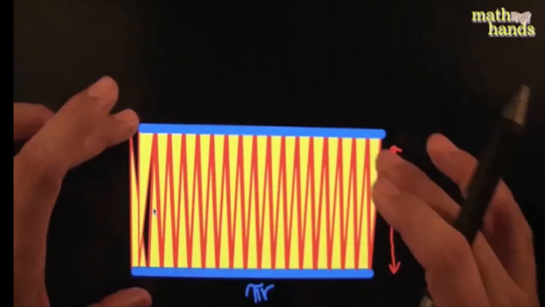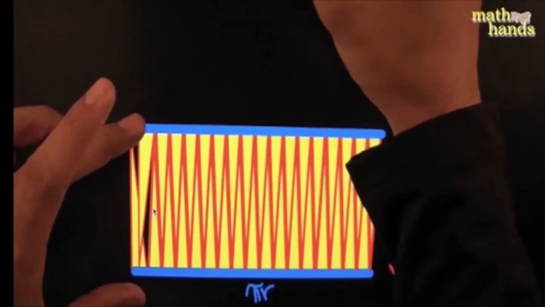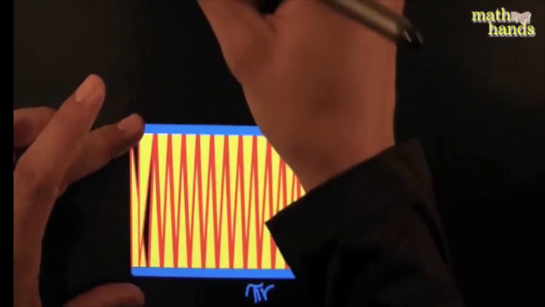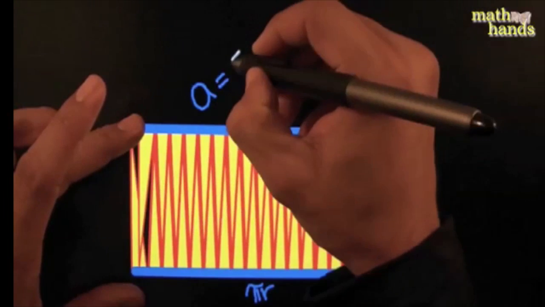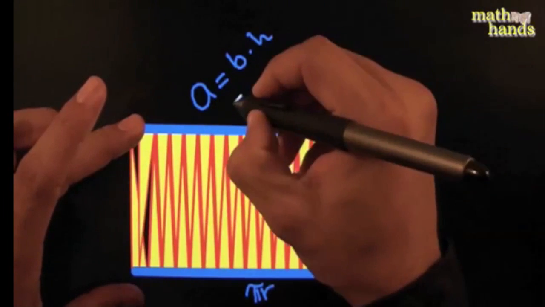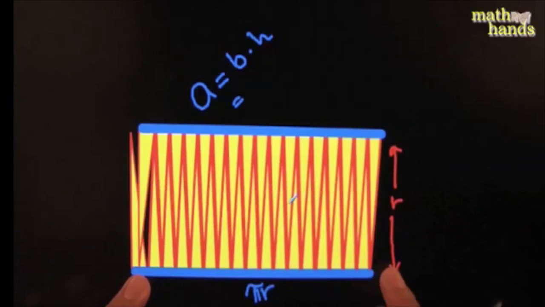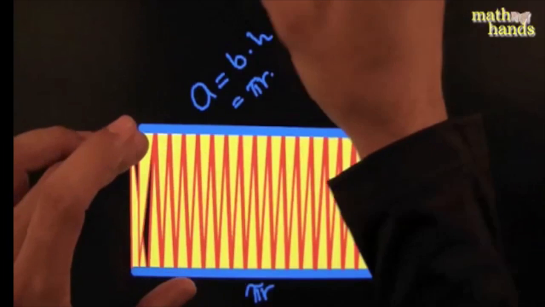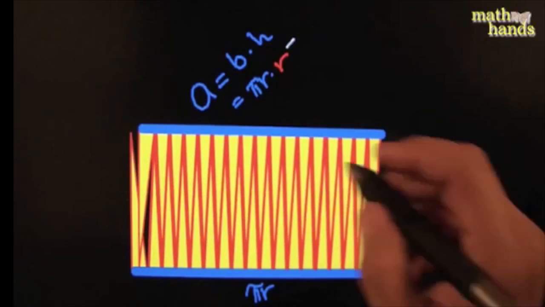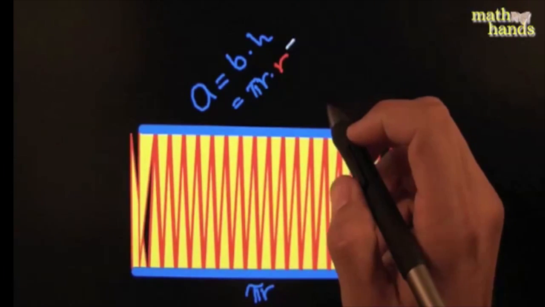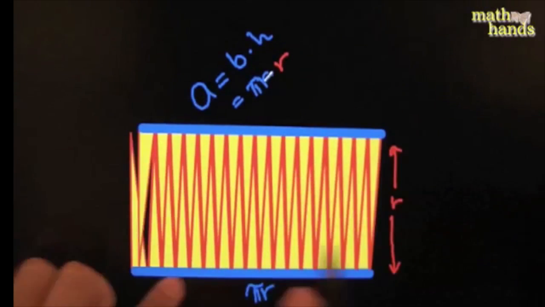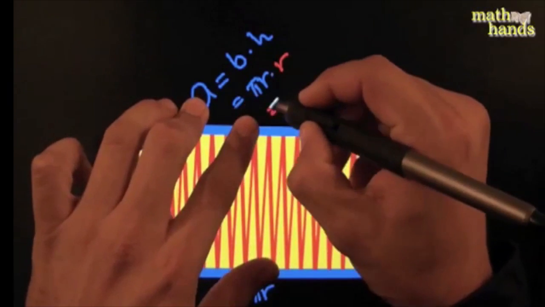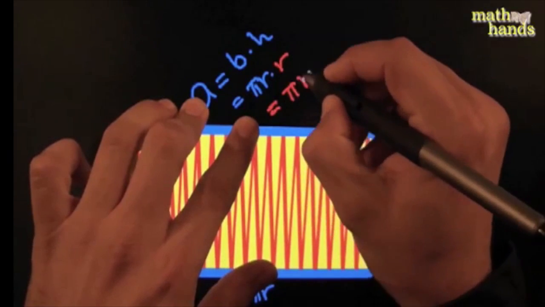A rectangle. Base times height. Everybody knows, or should know, how to calculate the area of a rectangle. The area of a rectangle is base times height. Now what is the base for this rectangle? The base would be pi r. What would be the height? The height, we said, is r. Now wait a minute. Base times height, pi r times r. How much is that? Pi times r times r. Whoa. Isn't that pi r squared?